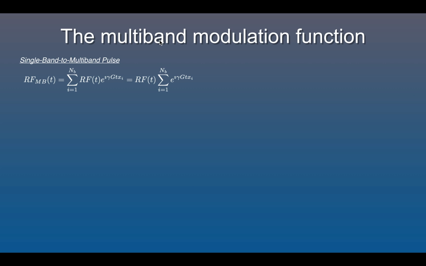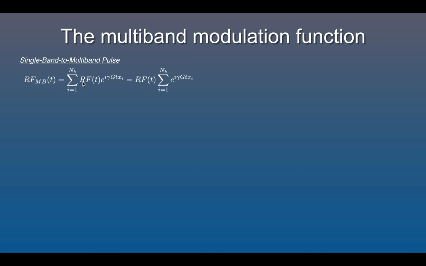Okay, so to talk about zeroth order phase modifications, we need to understand the multiband modulation function. To build a multiband pulse, you take a single band pulse and multiply it by a complex exponential that modulates it to each slice location in your multiband profile, and then you sum those up to get the total multiband pulse.